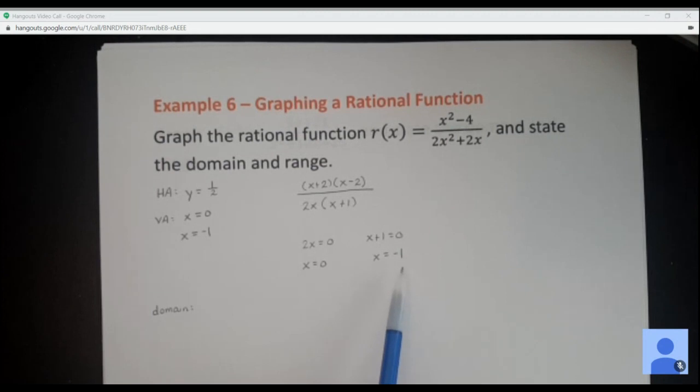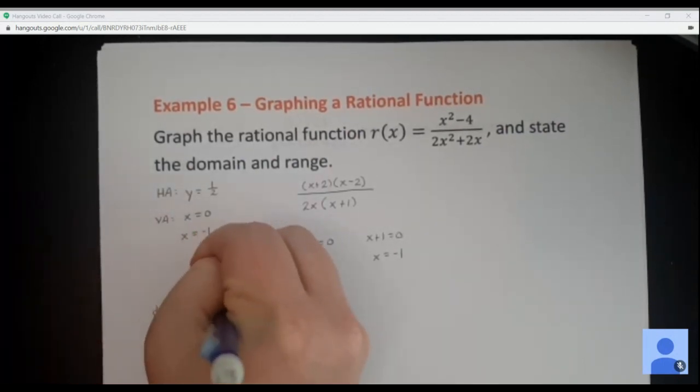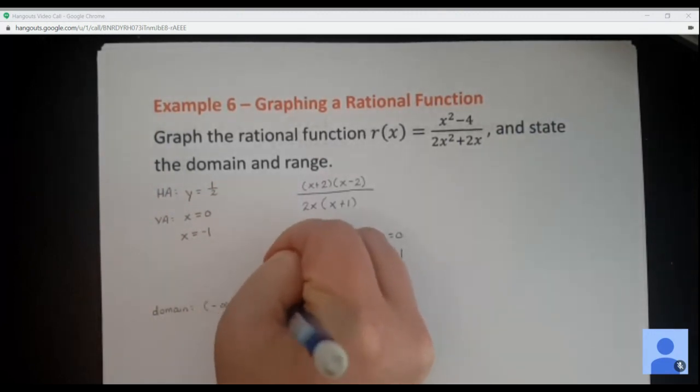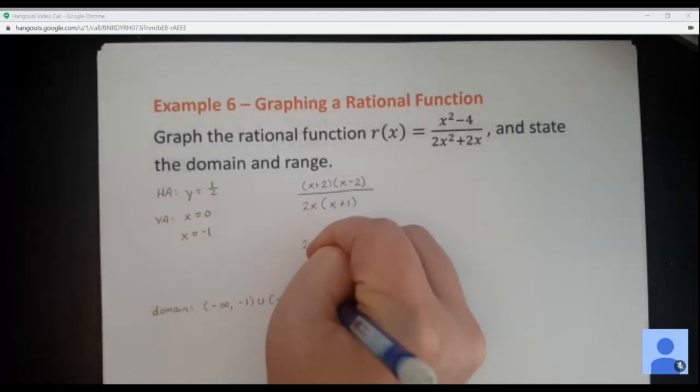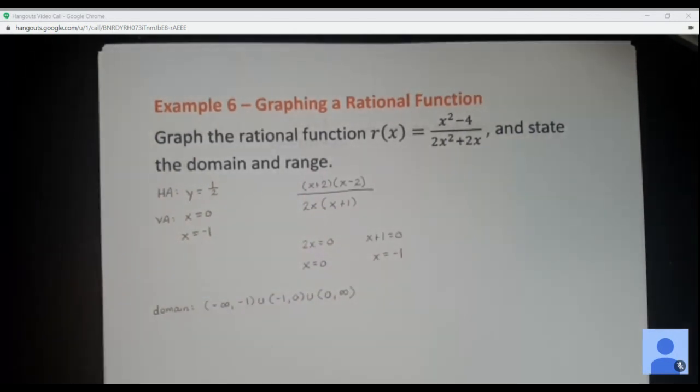So be careful here, right? This was a negative 1, and since negative 1 is less than 0, we want to make sure we do the negative 1 first, right? So good. So we're from negative infinity to negative 1, union, negative 1 to 0, union, 0 to infinity. Okay? Any questions there now?